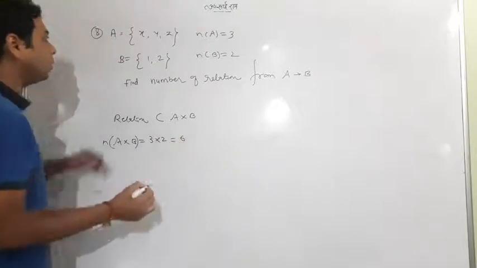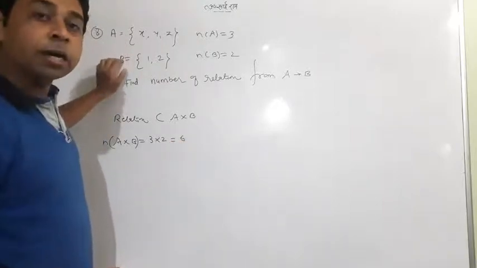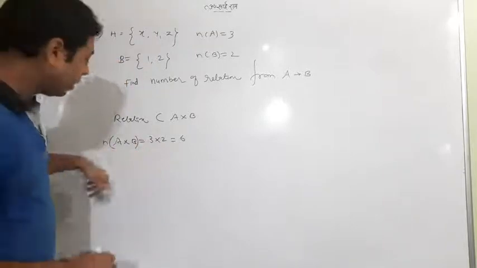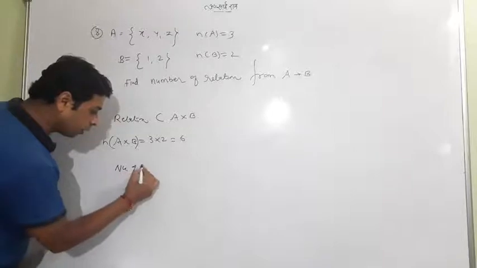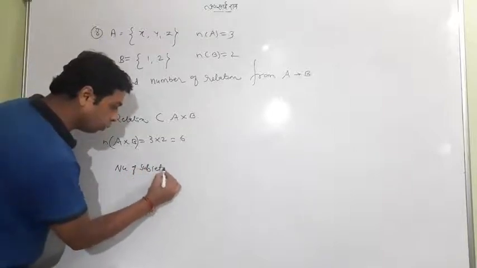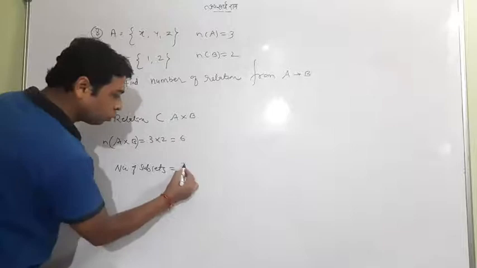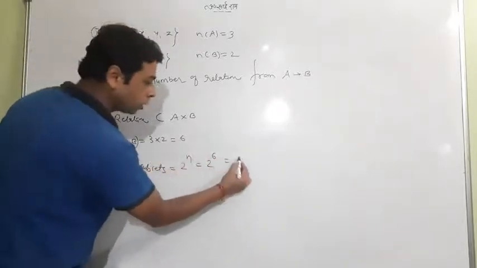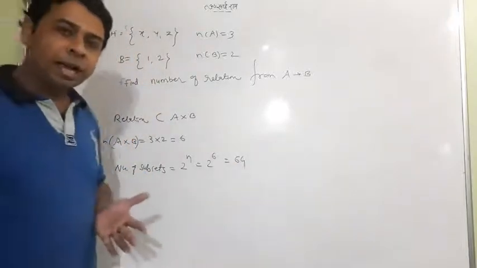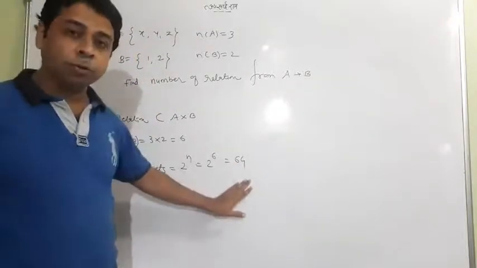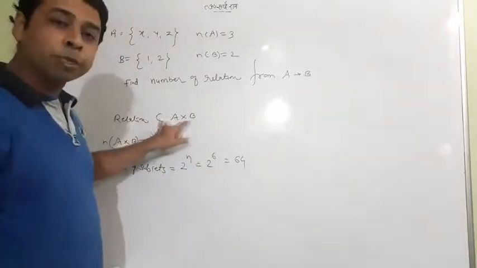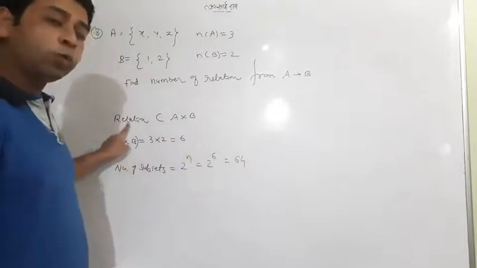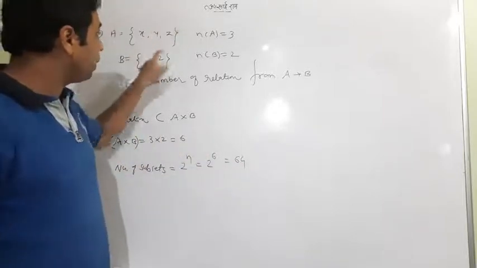When you find the A cross B Cartesian product, as I taught in the first exercise, you will have 6 elements. And then the number of subsets, as I taught you in the earlier chapter, will be 2 to the power n. So this time the answer will be 2 to the power 6, meaning 64. So the number of subsets is 64, and a relation is nothing else but a subset of A cross B. So you can form 64 relations from A to B.